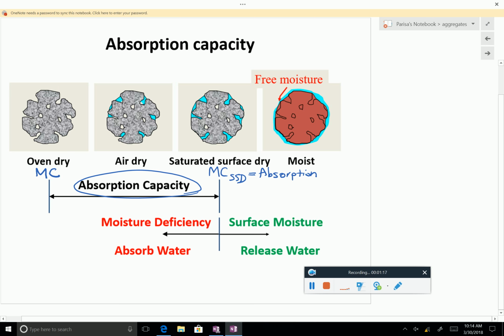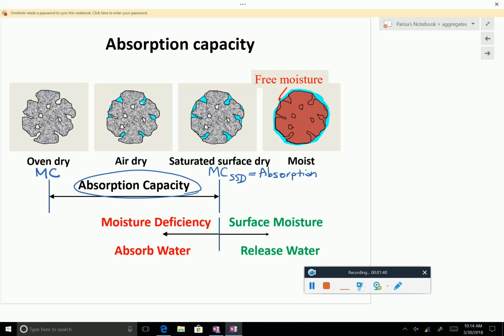Remember these plots? So here we have oven dry, air dry, where you have some water in the pores, and then you have saturated surface dry, where the pores outside are completely filled with water. And then we have the moist, where you have some excess water also on the surface.